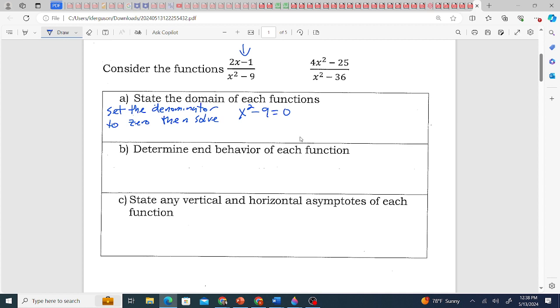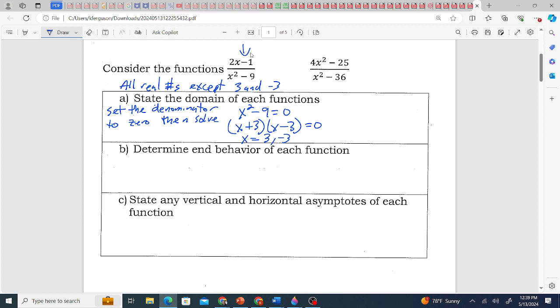Okay. So anyway, that's the difference of squares. That just means that I got x plus 3 times x minus 3 equals 0. And then what is that? x equals 3 and negative 3. So what does that mean? Well, what that means is that my domain is all real numbers except 3 and negative 3.